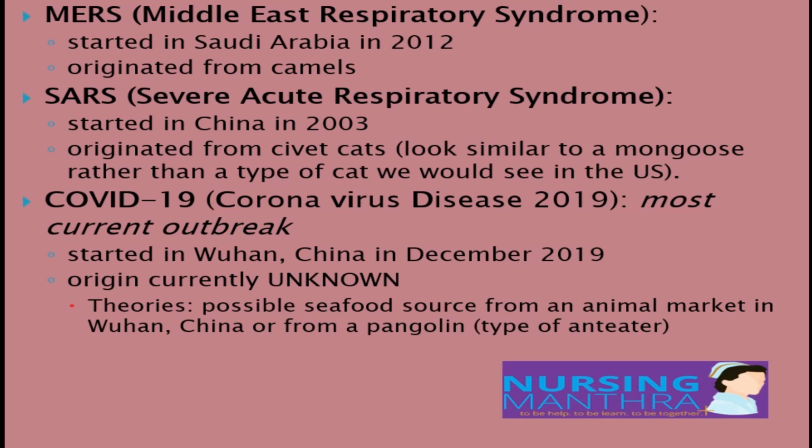It started in Wuhan city, China in December 2019. The origin is currently unknown, but there is a saying that there are possible chances from seafood sources from an animal market in Wuhan city, China, or from a pangolin, which is a type of anteater.